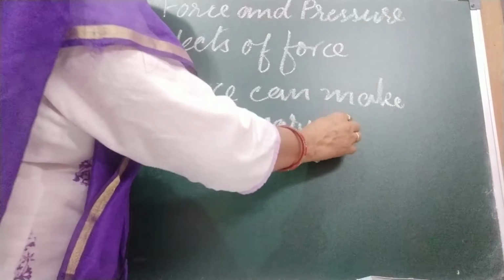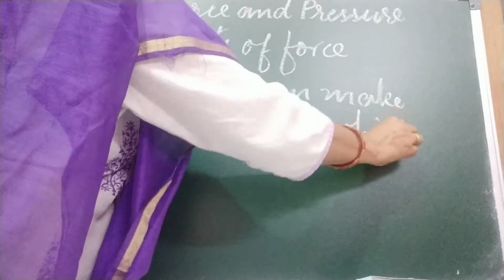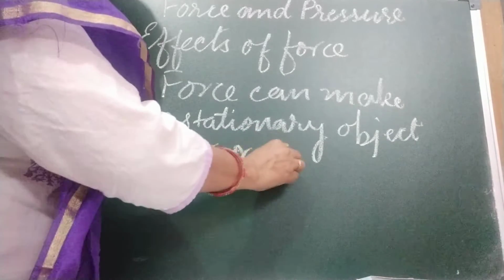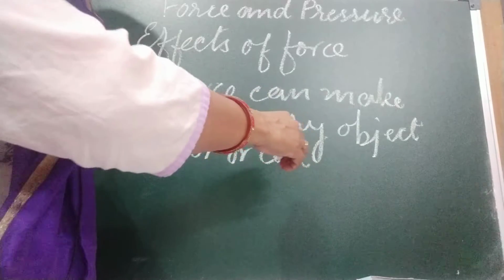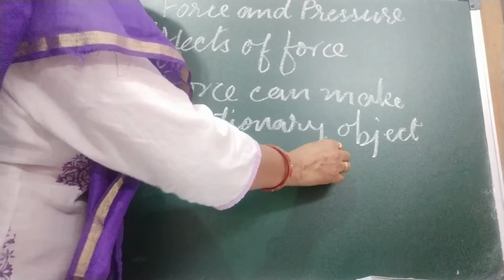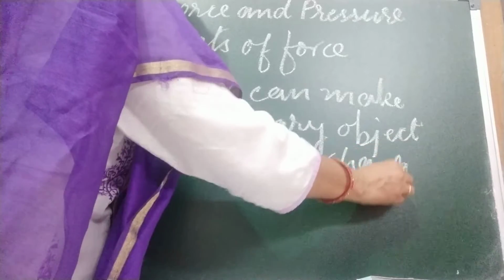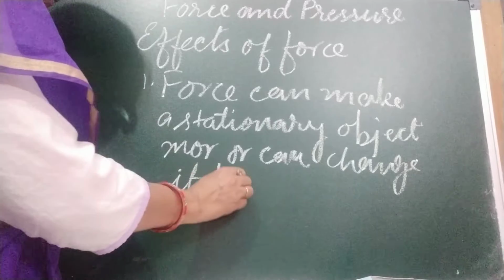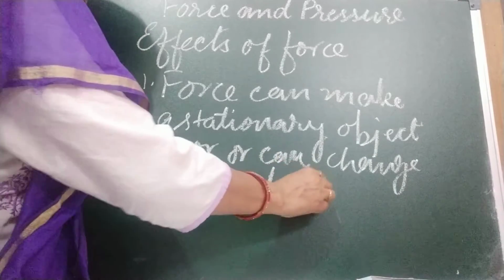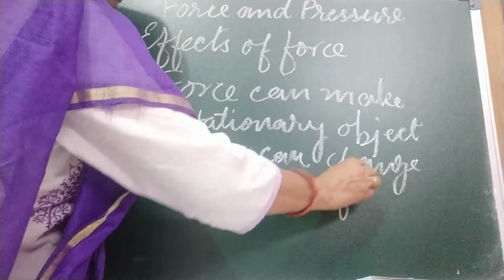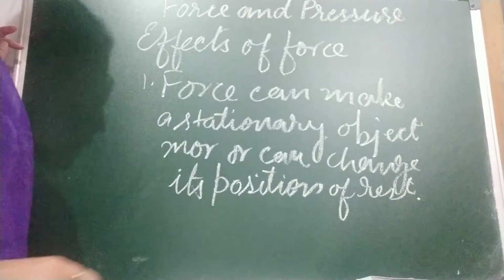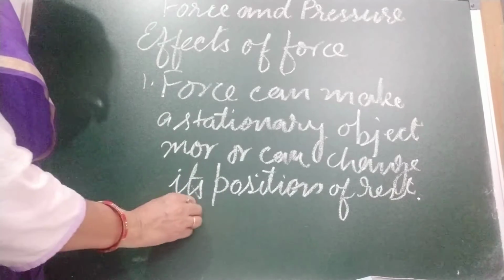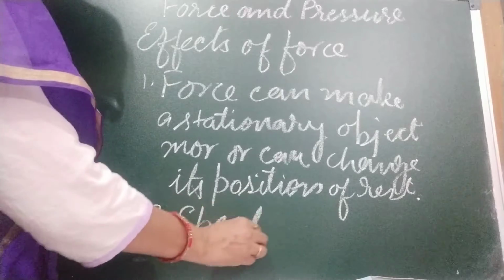The stationary object move or can change its position of rest. Okay, so this is first effect. Second, force can change the speed of an object. It can change the speed of an object.